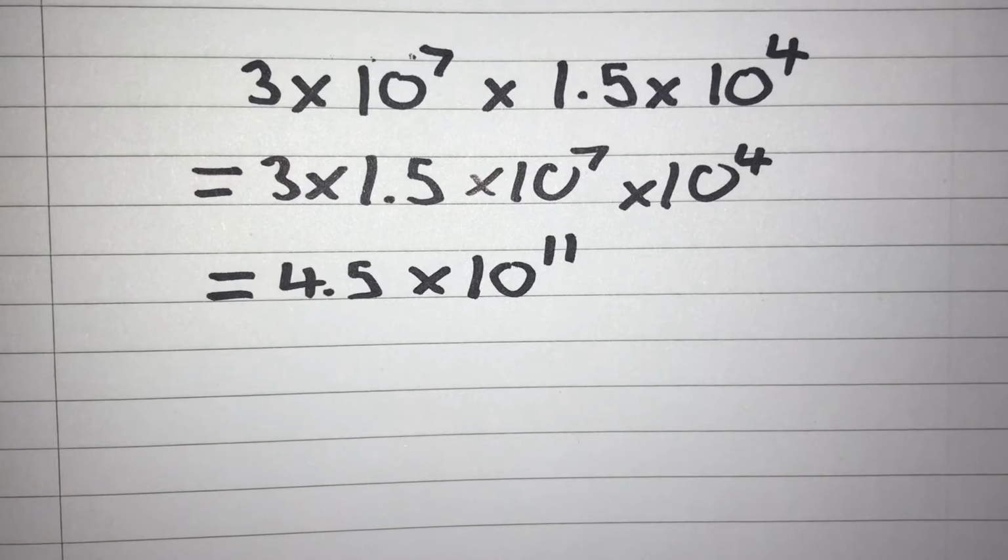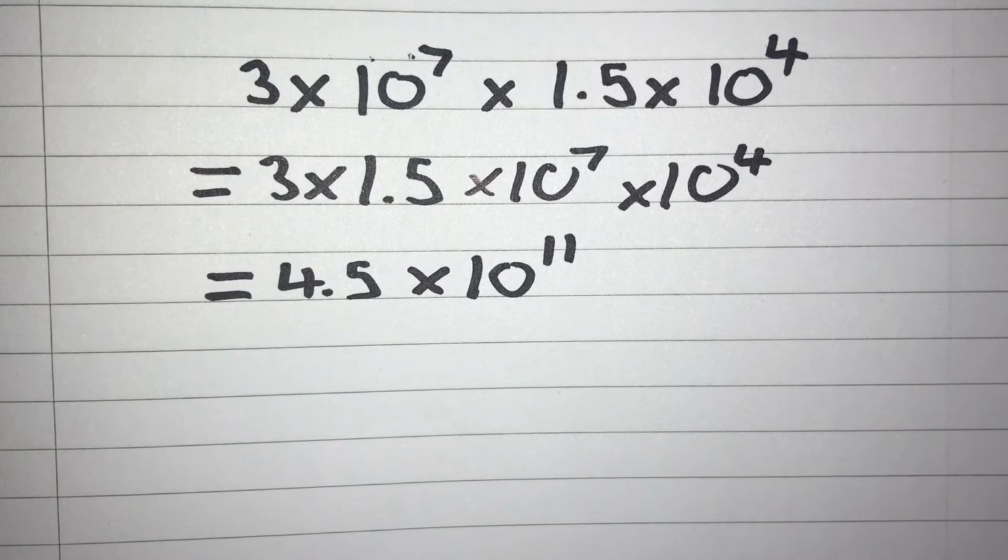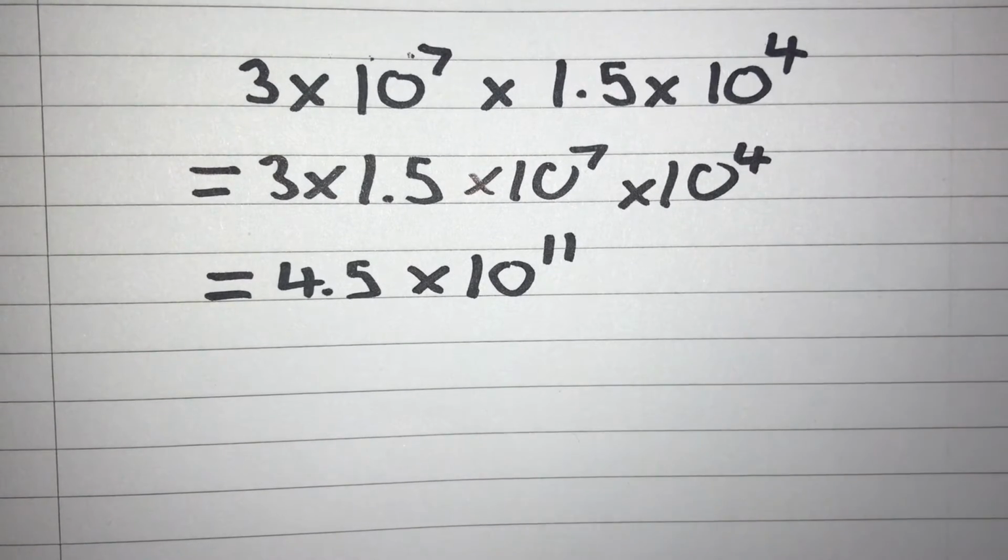And then just finishing off, double checking that we're still in standard form. Our number at the front is 4.5. That is between 1 and 10, so that's absolutely fine. We're multiplied by 10 to a power, so again we're absolutely fine. So our answer would be 4.5 times 10 to the power of 11.